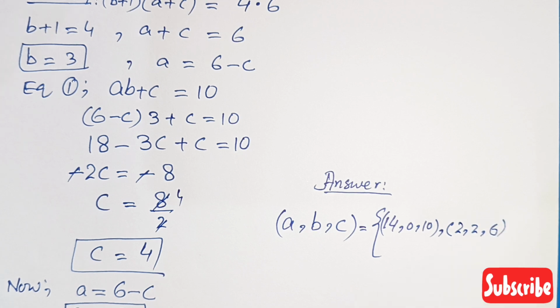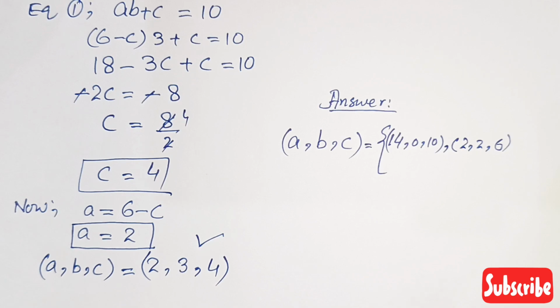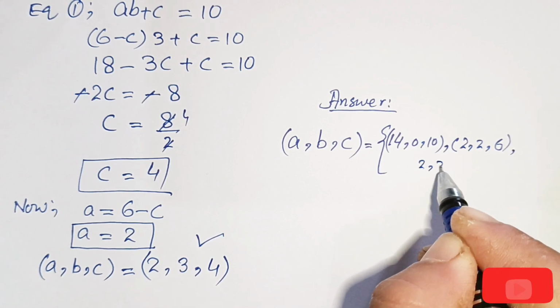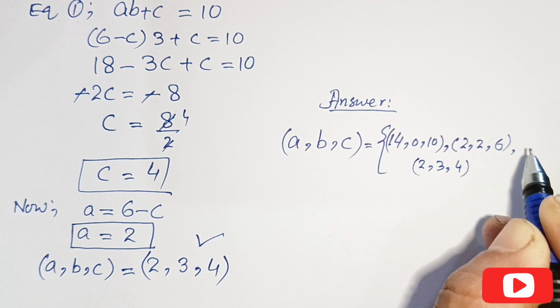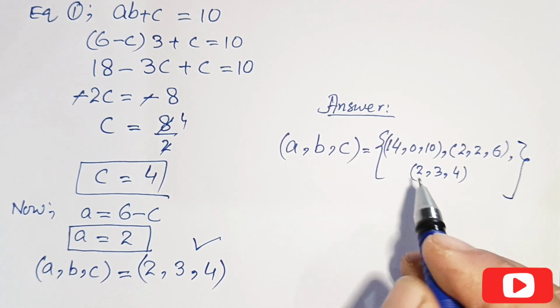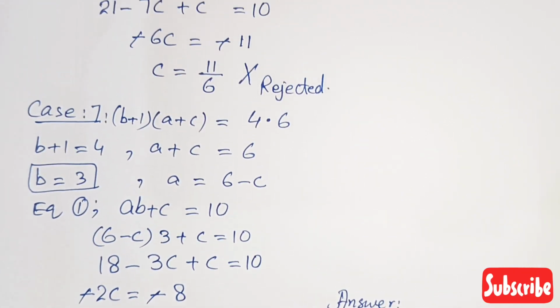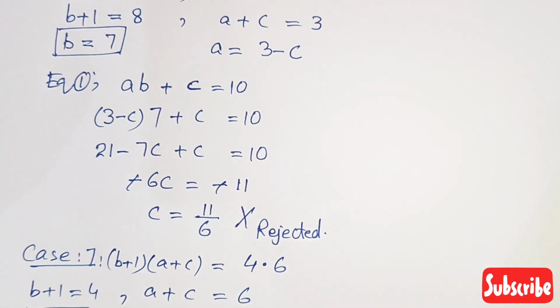So we get the final value, which is from case 3, that is 2, 3 and 4. So it is our final solution. Now we are going to check our entire solution here step by step.